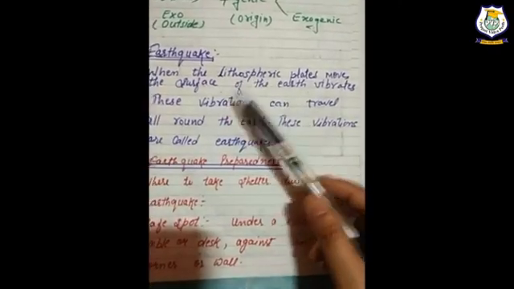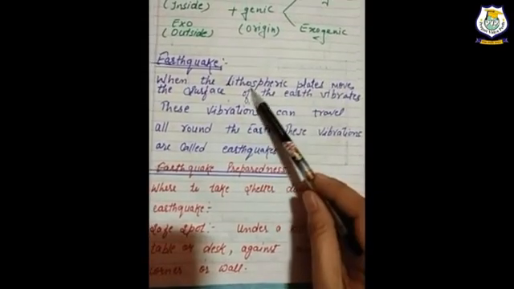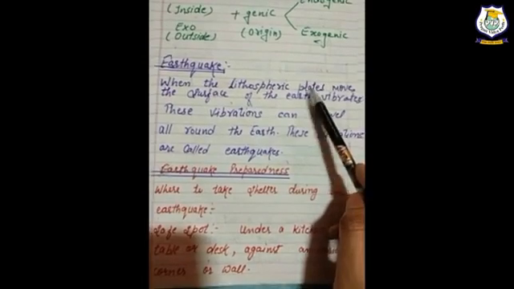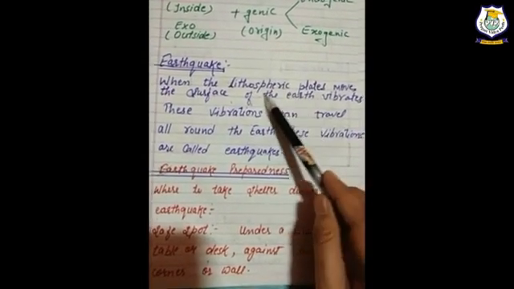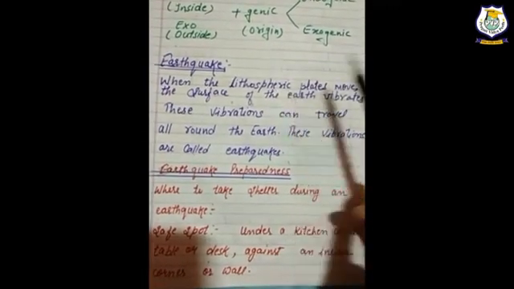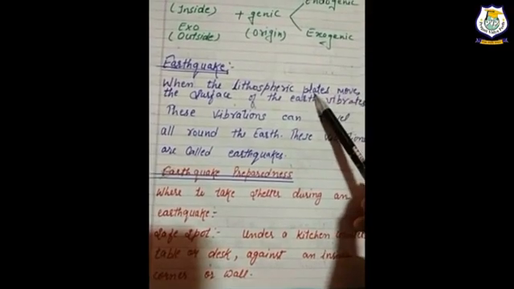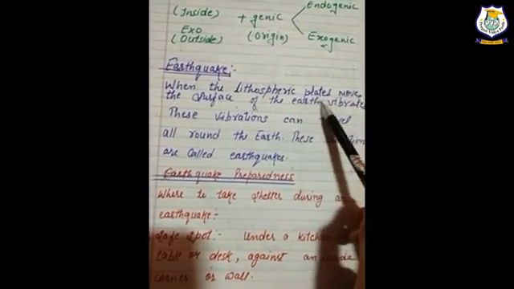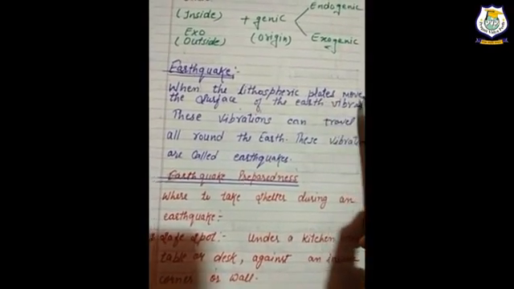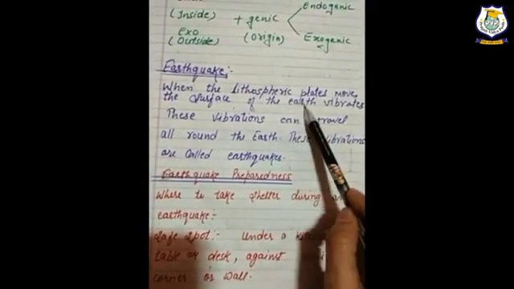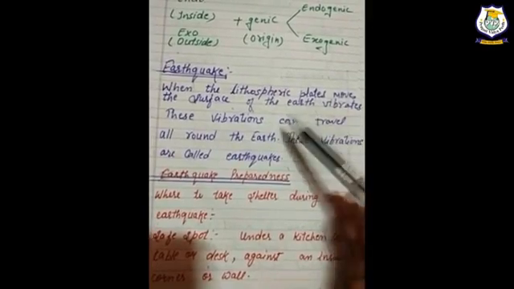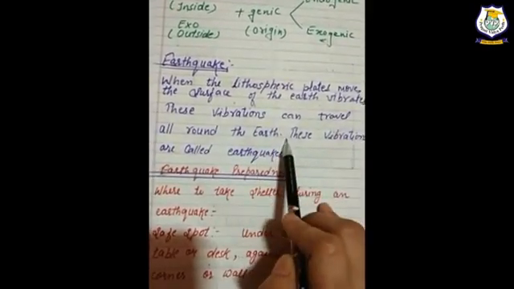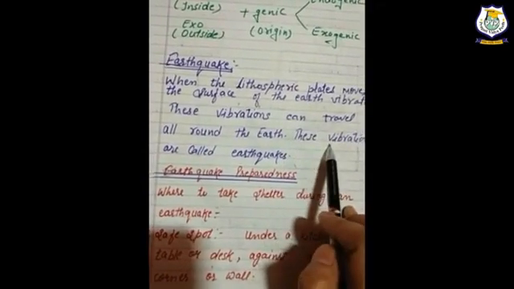Earthquake. When the lithospheric plates move, the surface of the earth vibrates, and these vibrations can travel all around the earth. Now what are the lithospheric plates here? First of all, the lithosphere is broken into a number of plates, which are known as the lithospheric plates. This vibration is known as an earthquake.